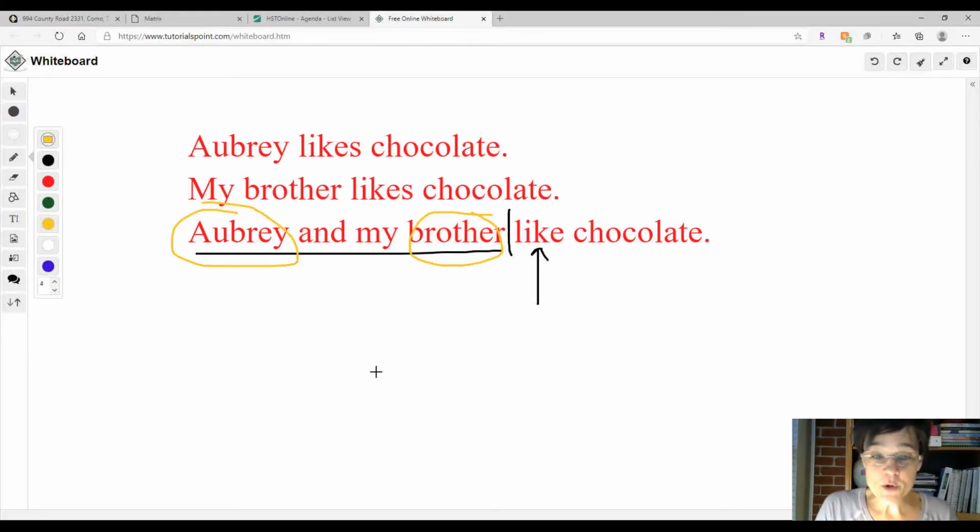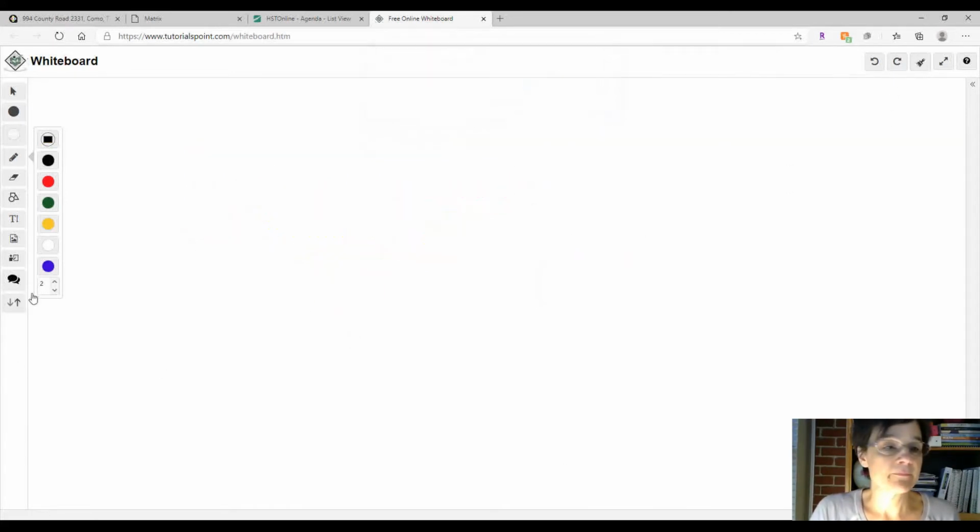And guess what it's conjoined by? A conjunction. Okay, I still can't believe I forgot his name. It's on the tip of my tongue. And I know you're probably yelling it at the screen right now.